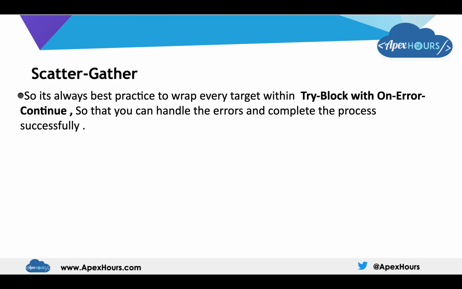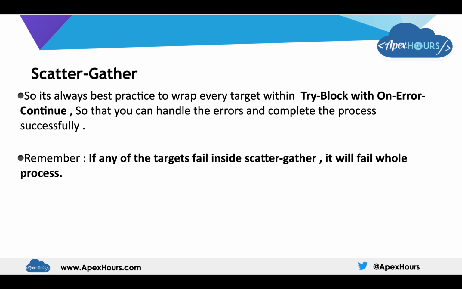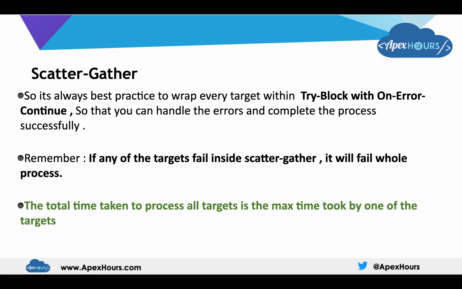So the next important thing: it is always best practice to wrap every target within a try block with on error continue. I will explain this try block and on error continue in the error handling sessions. If any one of the targets fails inside scatter gather, the whole process will fail. That's the reason it is always best to wrap each target within try and on error continue, but I will explain that part in the error handling session.